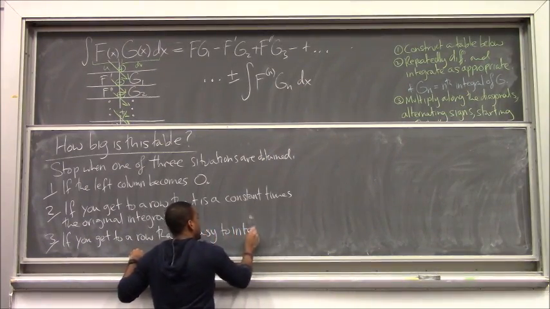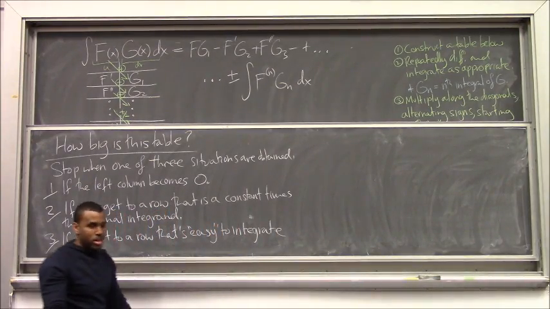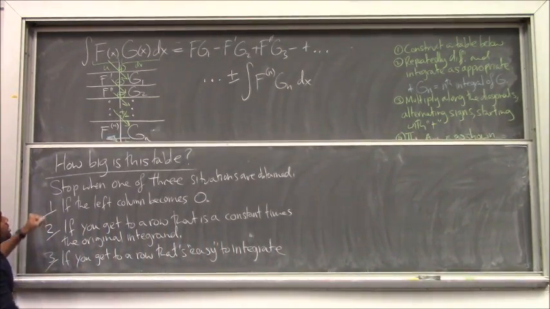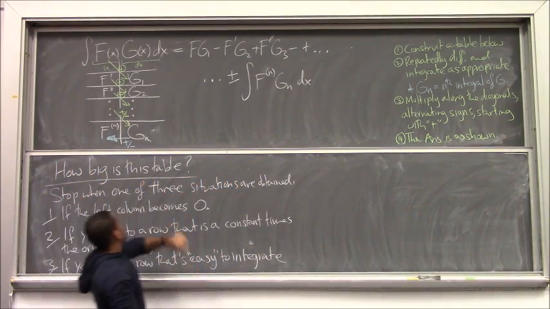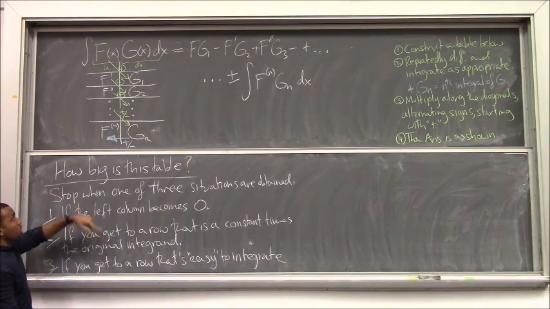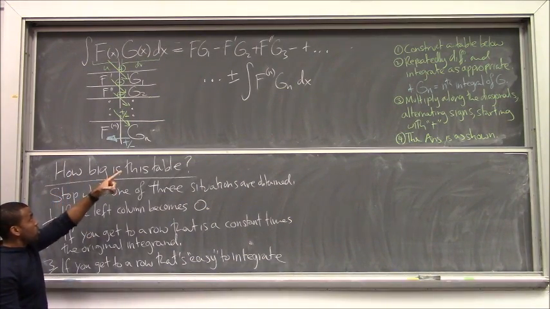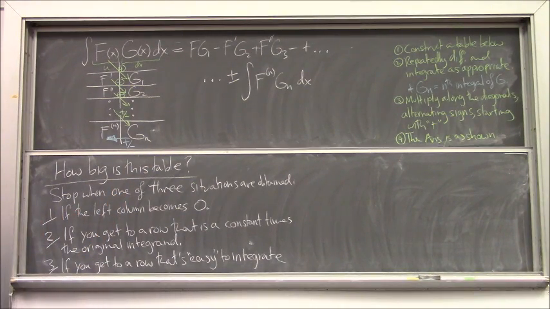If you get to a row that's easy to integrate, and of course, easy, you know what I mean, right? So eventually, remember how this formula actually ends. It ends with an integral. So if you're doing this, and it's never going to hit 0, and it's never going to repeat itself, you're just going to keep going until you get to a row where if you read across it, hey, I can integrate that. Hey, I know what to do now. Right? Just have hope. One day, you're going to get to that kind of row.